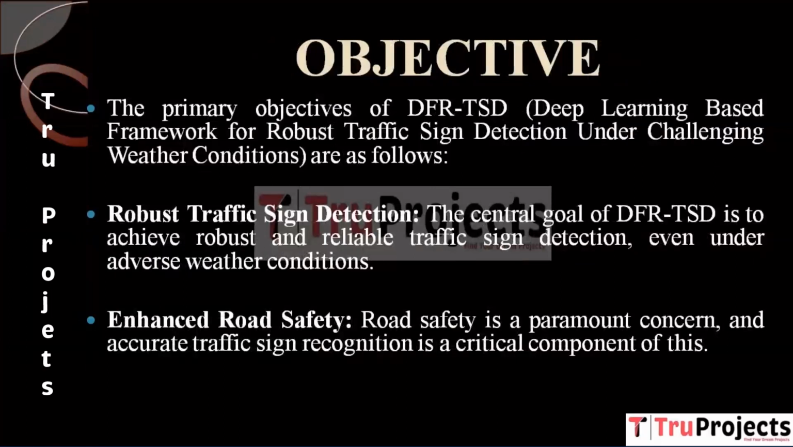So now coming to the objective part for this project, the main purposes of DFR TSD are as follows. Sturdy traffic sign detection: the core objective of DFR TSD is to attain resilient and dependable traffic sign detection even in unfavorable weather conditions. Secondly, we have improved road safety. Ensuring road safety is a top priority, and precise recognition of traffic signs is a crucial element in achieving these goals.